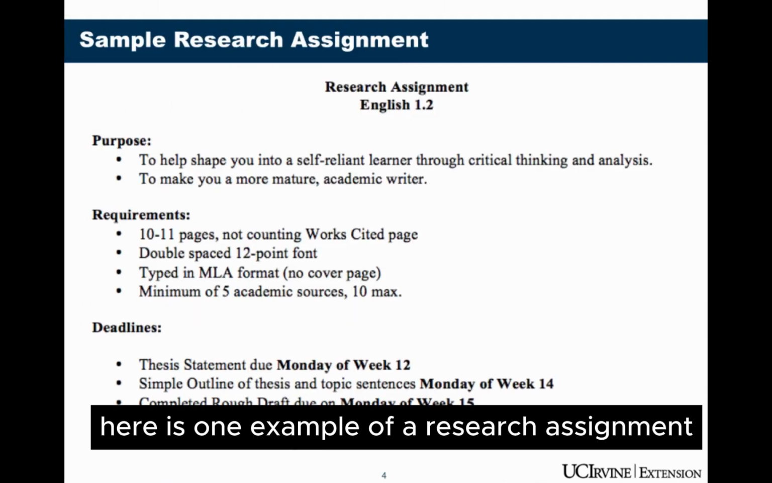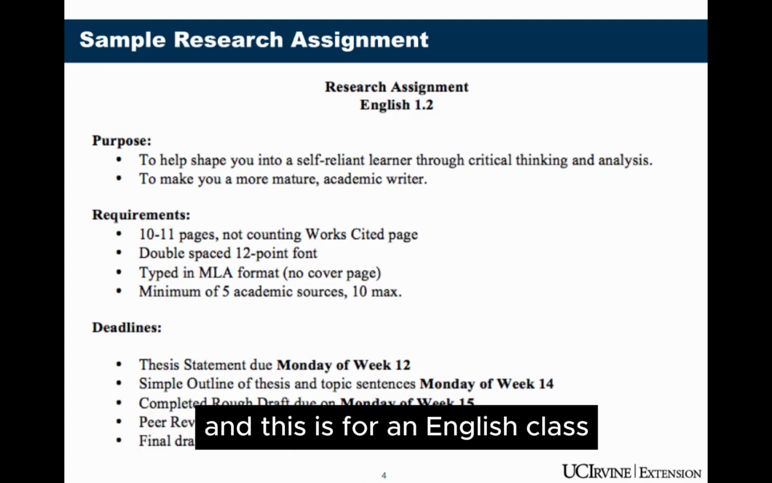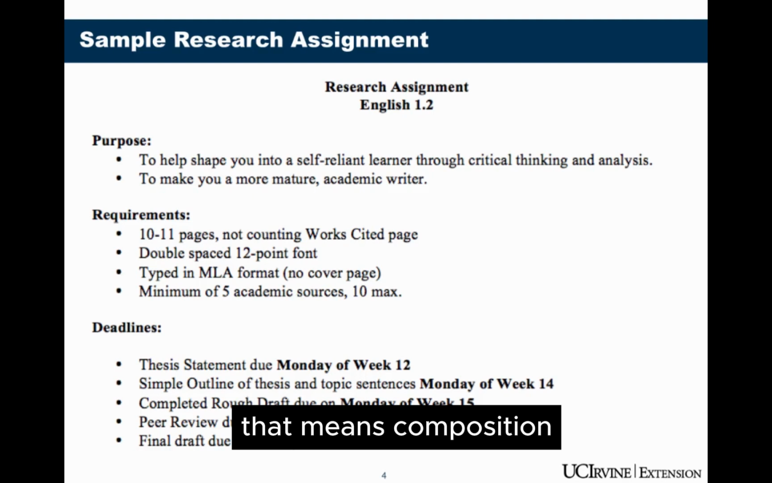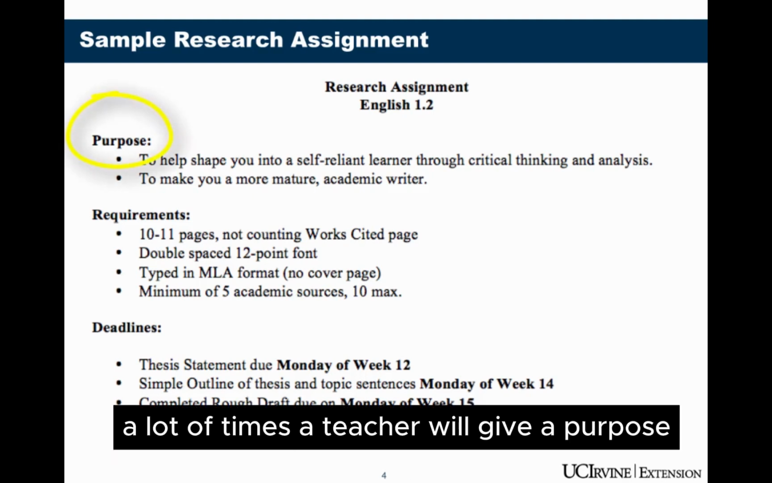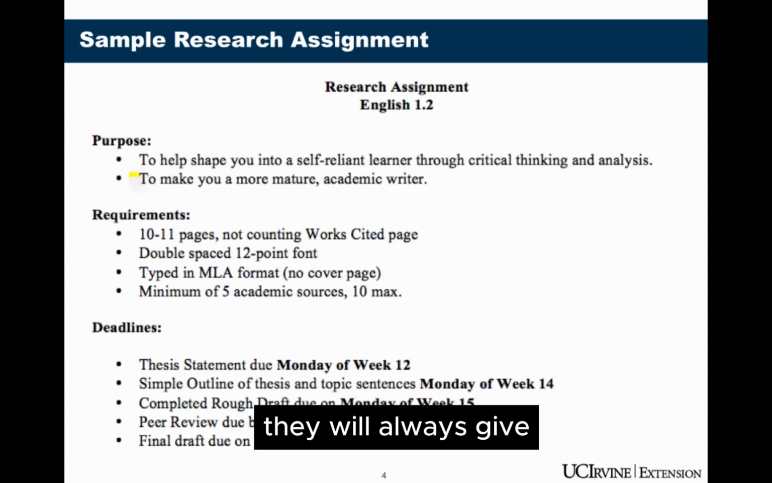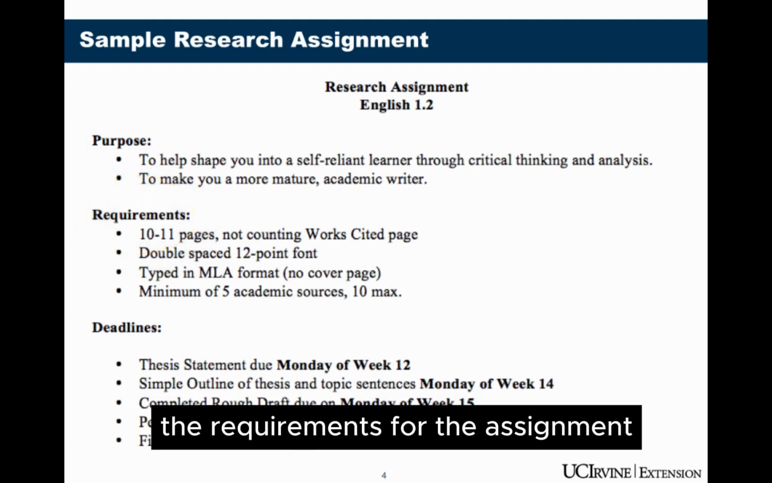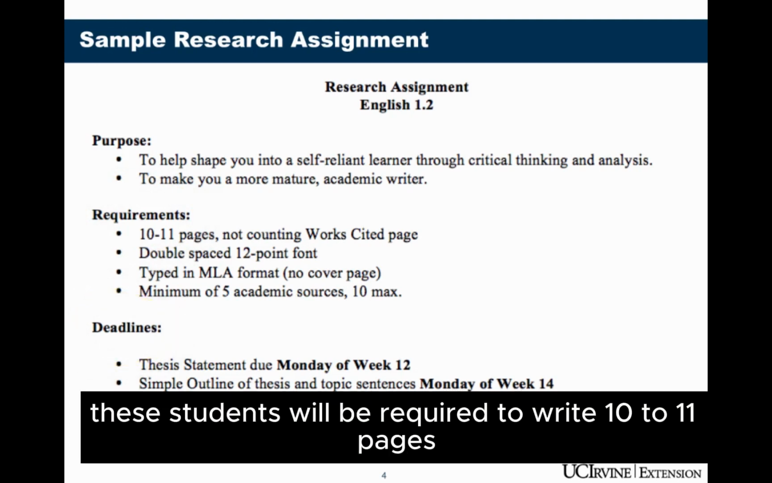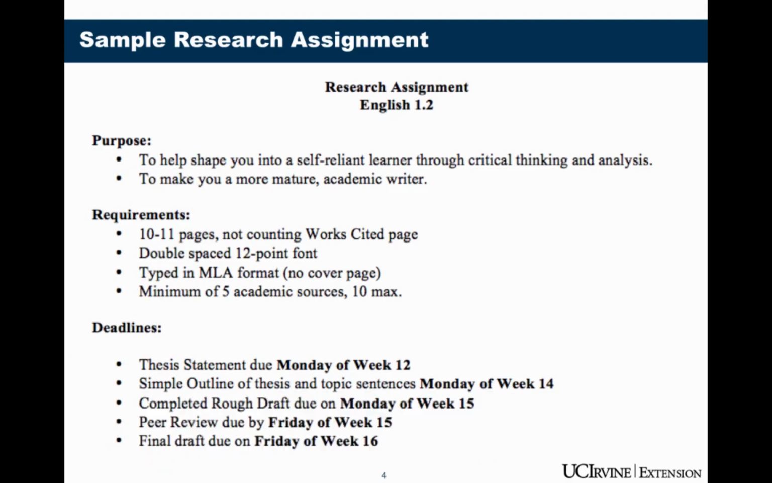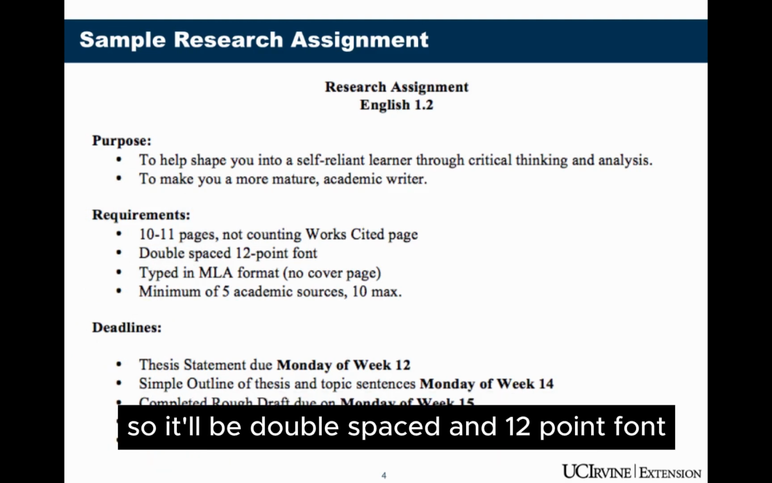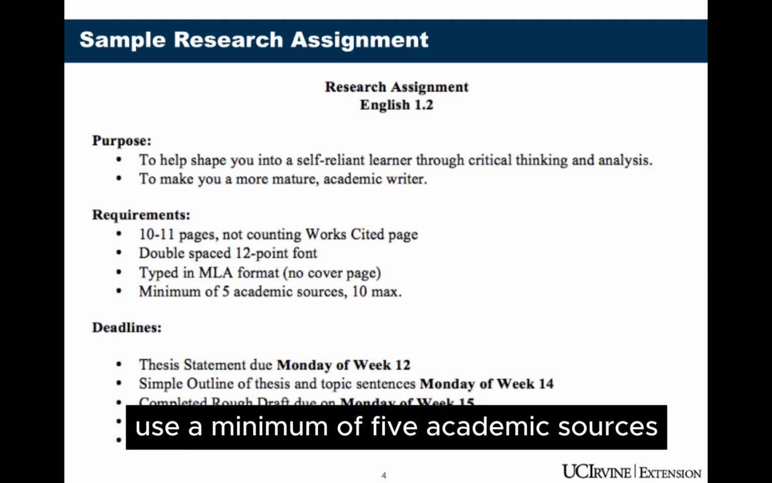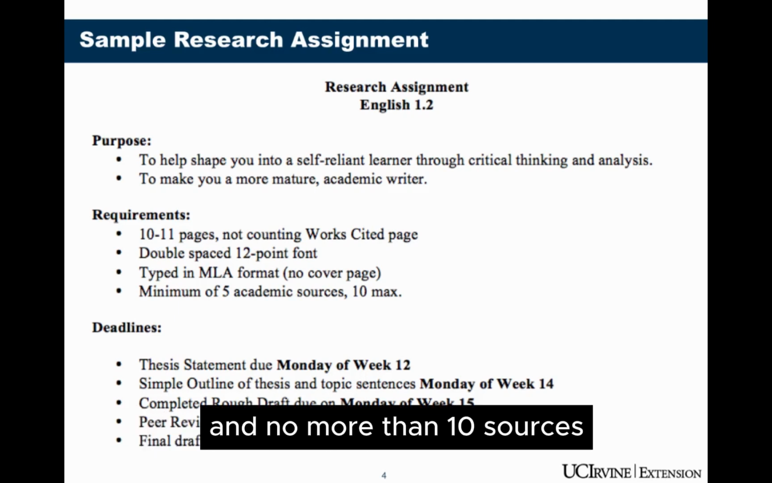Here is one example of a research assignment, and this is for an English class. It's just a freshman English class. That means composition. A lot of times a teacher will give a purpose. They will always give the requirements for the assignment and possibly the deadlines or due dates. You can see that these students will be required to write 10 to 11 pages, and they're using MLA format, so it'll be double-spaced and 12-point font. And they're being required to use a minimum of 5 academic sources and no more than 10 sources.